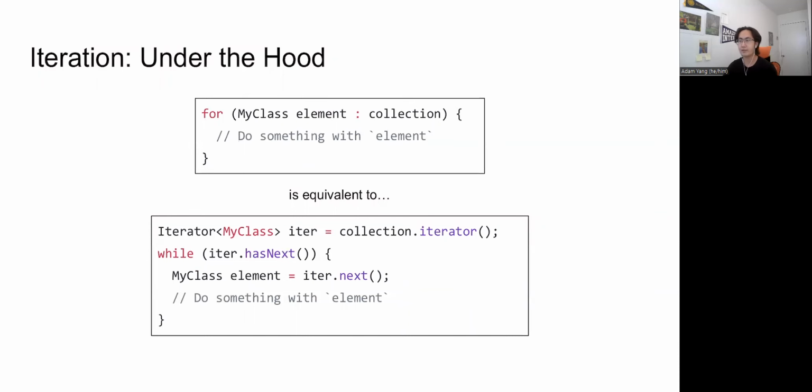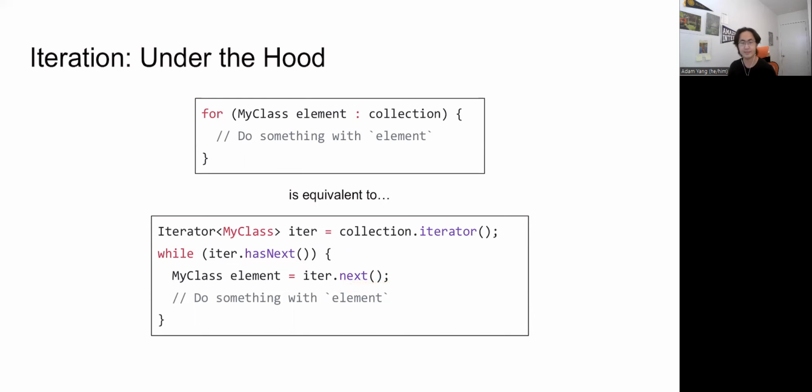So what does iteration look like under the hood? When we write for my class element in collection, like in this enhanced for statement here, this is equivalent to all of this Java code right here. So what's going on here? Basically, if a collection is iterable, the collection is required to implement an iterator method. This iterator method returns an iterator, and an iterator has two methods, hasNext and next.